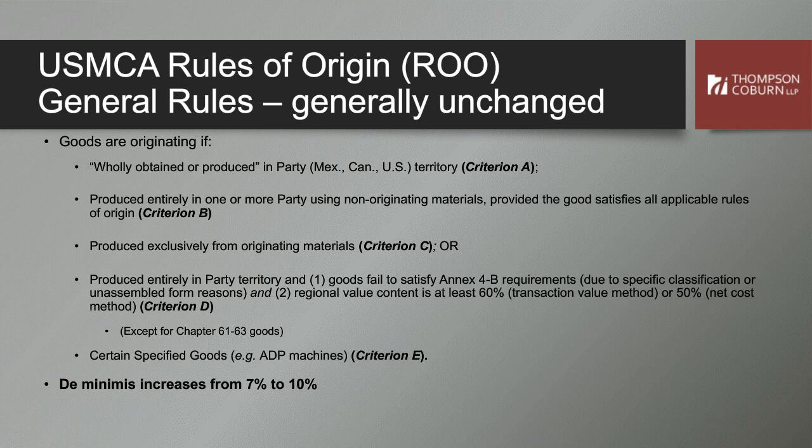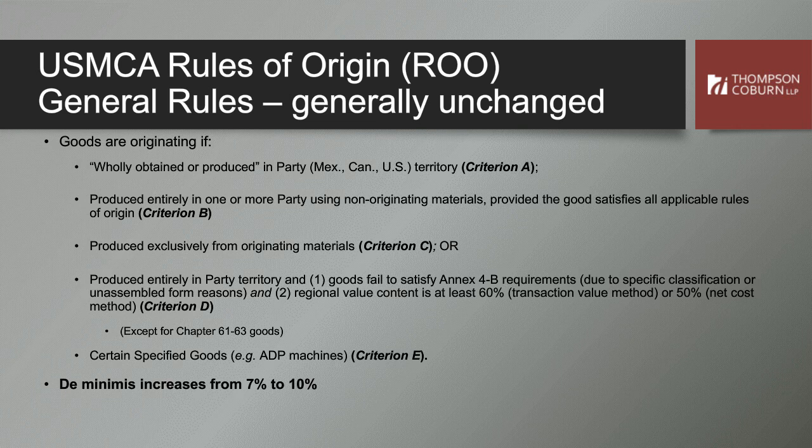Criterion D is for just special classes of goods that are partially in sets, etc., and deals with those things. And then criterion E is specified goods, and there are some special provisions for ADP machines and the like. You have to look specifically at the tariff for the list of HTS codes for which criterion E would apply.